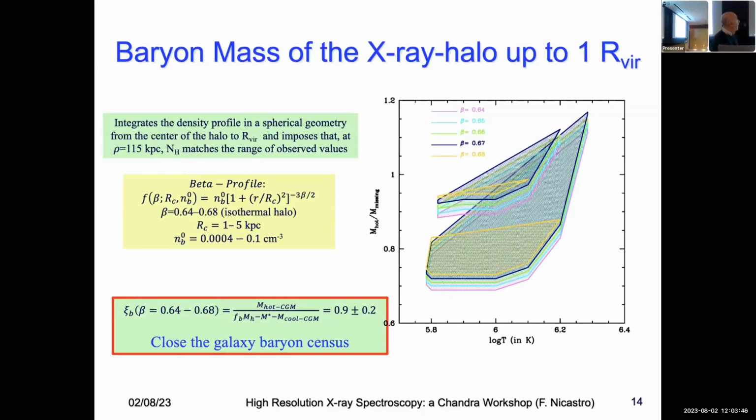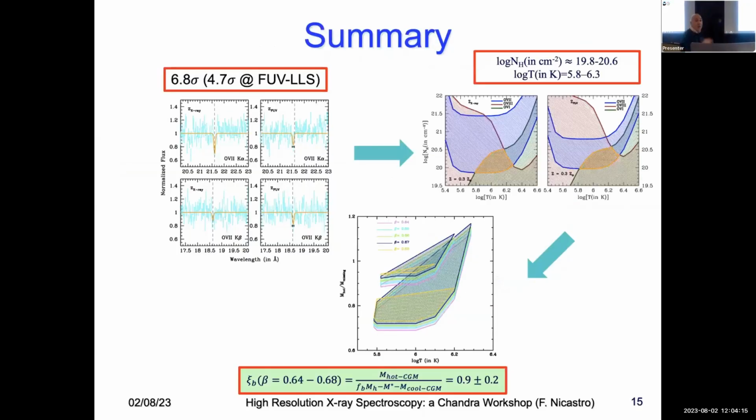And to close, having a measure of the equivalent hydrogen column density, we tried to estimate the mass of the system, and the mass we get in terms of missing baryons in these systems is fully consistent with the total baryon component of the galaxies being in this hot CGM component. And this is the summary of the talk.